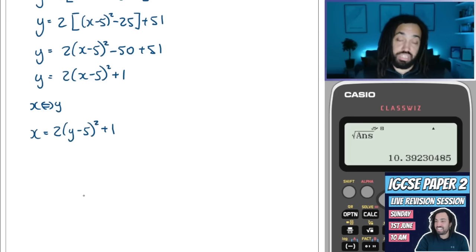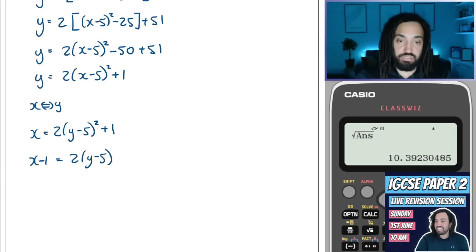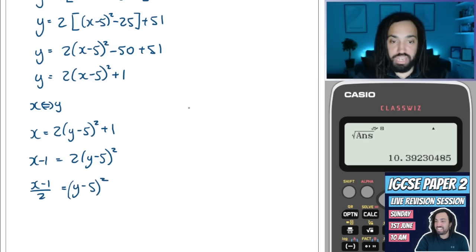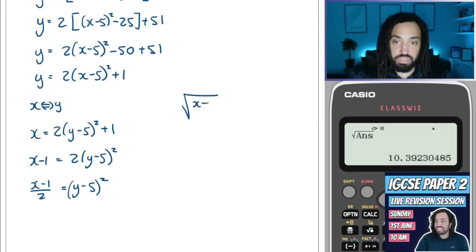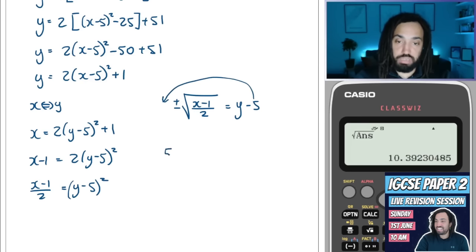And then to find the inverse function, we need to rearrange for y. So we do x minus 1 is equal to 2(y minus 5) squared. We divide through by 2 to get (y minus 5) squared. We then square root. So we get plus or minus the square root of (x minus 1) over 2 is equal to y minus 5. And then we move this over there and it's going to become a plus. So positive 5 plus or minus the square root of (x minus 1) over 2 is equal to y.